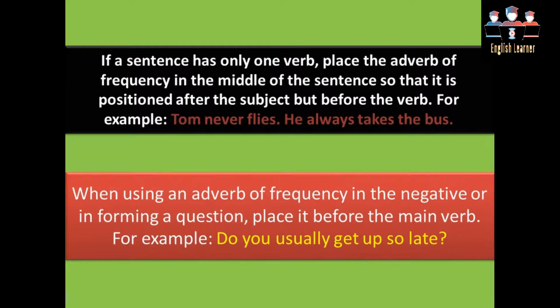Next rule is when using an adverb of frequency in the negative or in forming a question, place it before the main verb. Like how? Let's see the examples. Do you usually get up so late? In this example, we have used an adverb of frequency in an interrogative sense, and it is used just before the main verb.